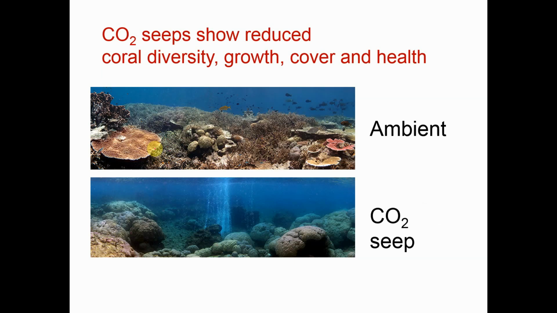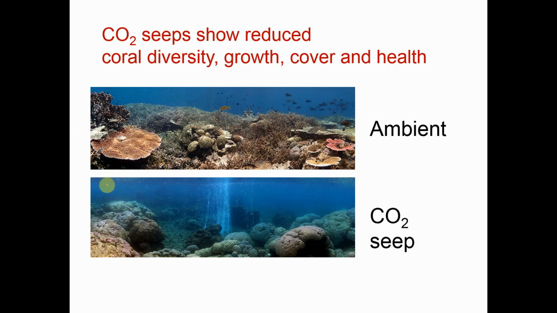And what happens is these CO2 seeps show reduced coral diversity, growth, cover and health. So this is taken from the Papua New Guinea CO2 seep. This is what the reef looks like literally 100 meters away from the CO2 seep under ambient conditions. What we can see is we've got a lot of these plate corals. We've got a lot of branching coral. This is coral that's very fast growing and is particularly susceptible to changes in ocean pH because it grows so fast and it's not particularly strong.